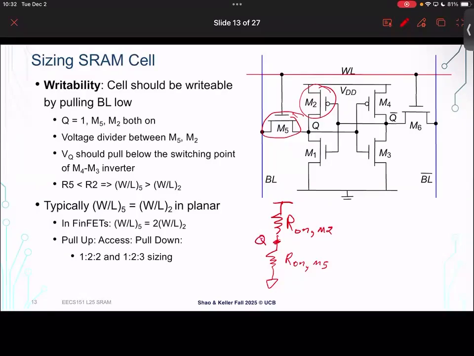But this time we want Q to flip. We want Q to go from 0 to 1. Right? So we want the voltage of Q to be as close to VDD as possible. So that means that now we have the opposite case where the access transistor needs to be stronger, larger than the pull up transistor.